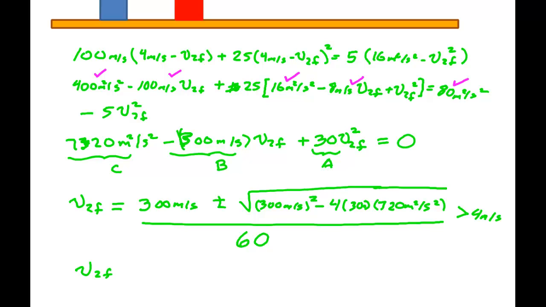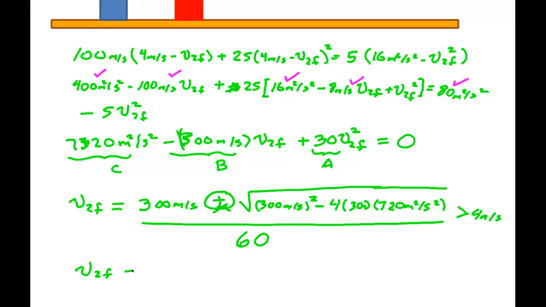Now, if we subtract 60 from 300, we'll get 240. And 240 over 60 is 4. And that's not allowed. So it can't be the minus sign. It has to be the plus.